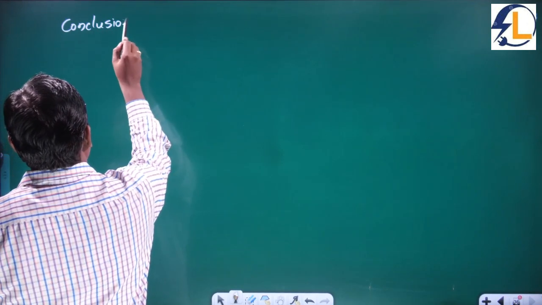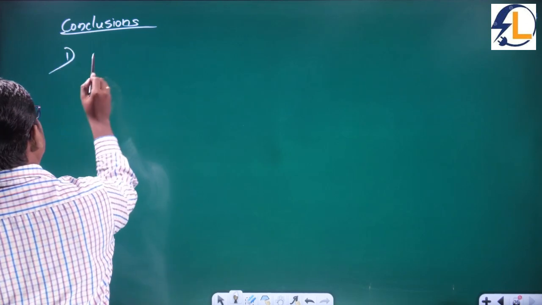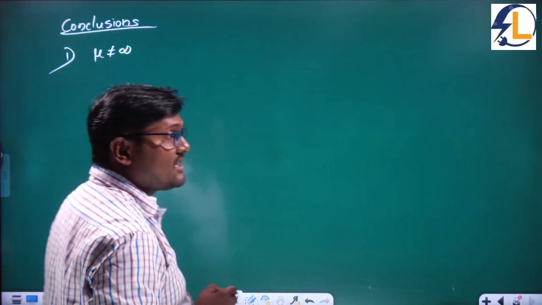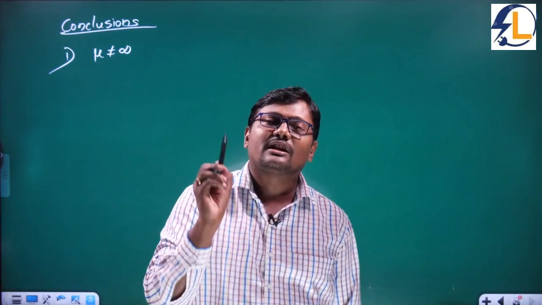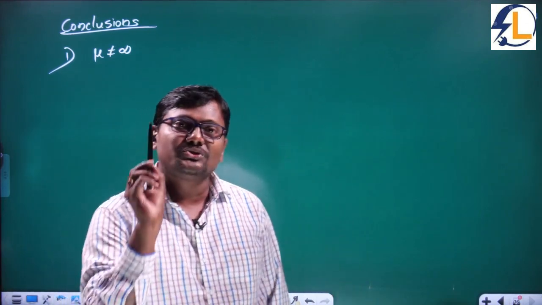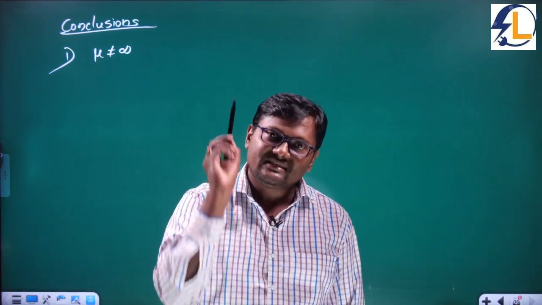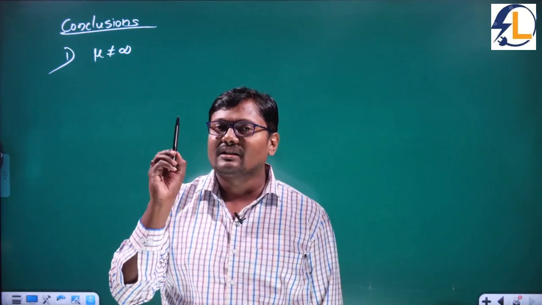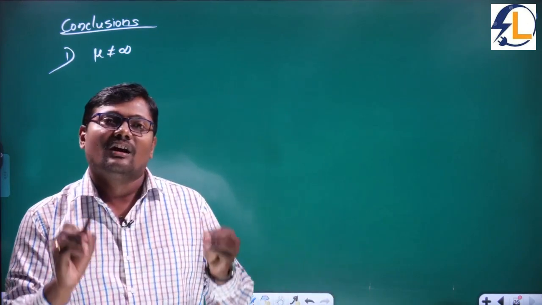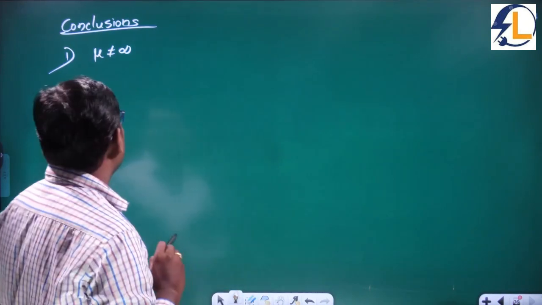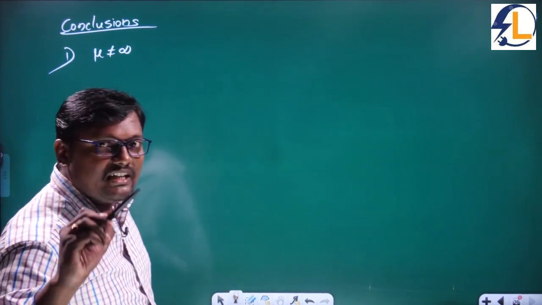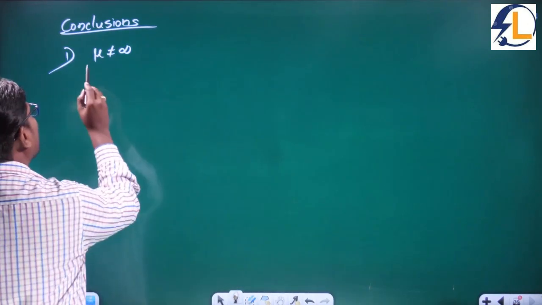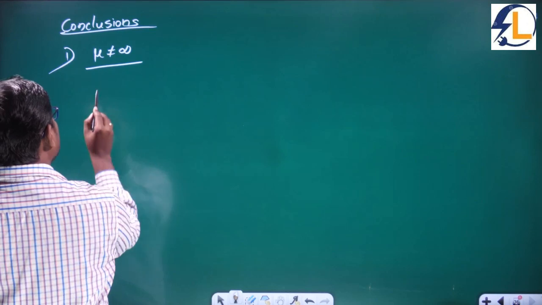Conclusions. Okay, first one, what is the conclusion, sir? Permeability is not infinity. This is the feature of a practical transformer also. While you are attempting an examination, you should read the question twice and thrice. He may be asking for the features of a practical transformer or an ideal transformer. So for an ideal transformer, permeability is infinity. But coming to the practical transformer, permeability is not infinity. That means I mu is required.